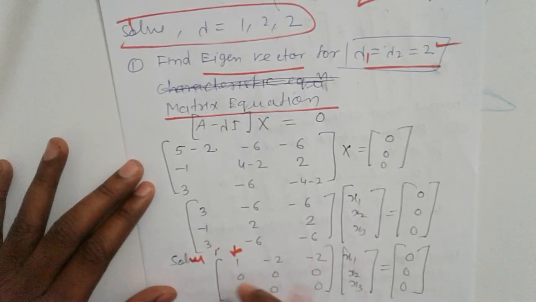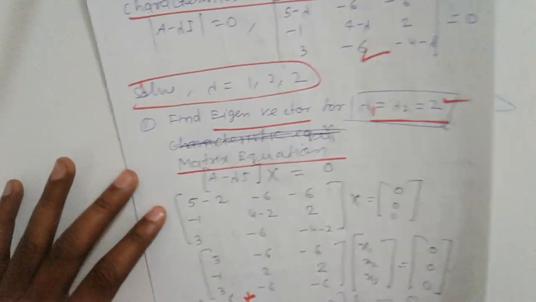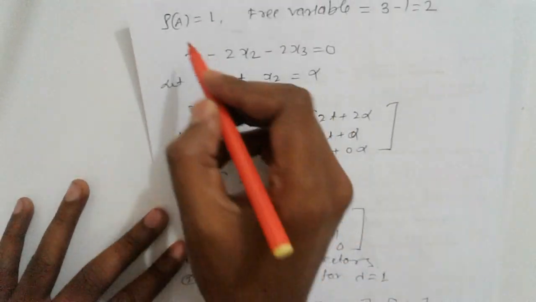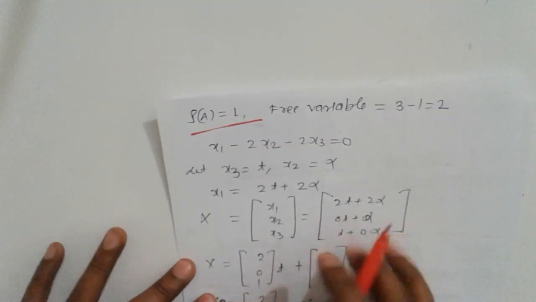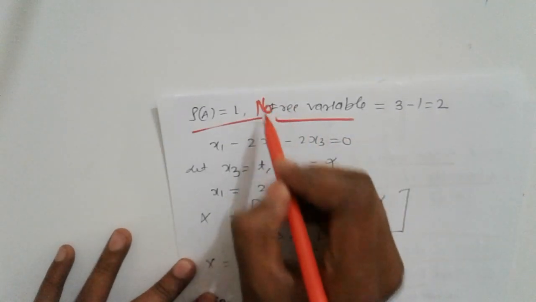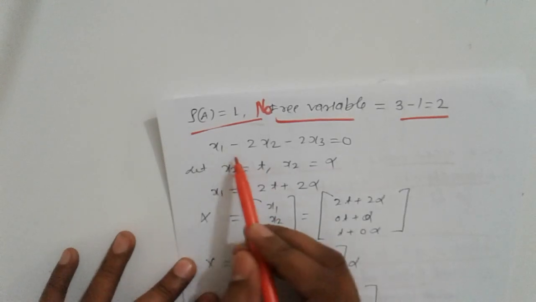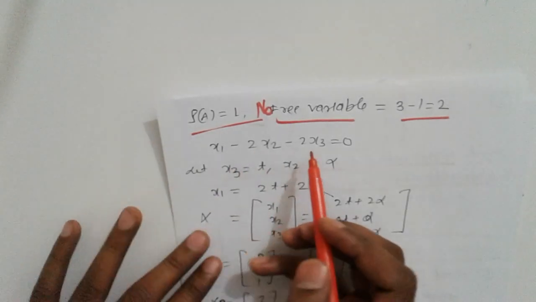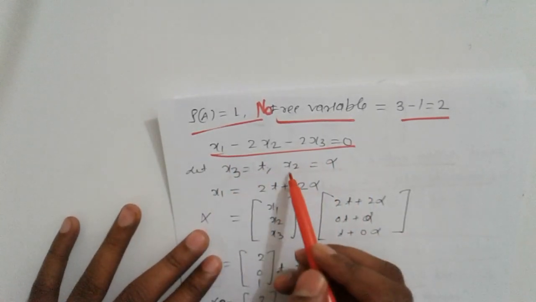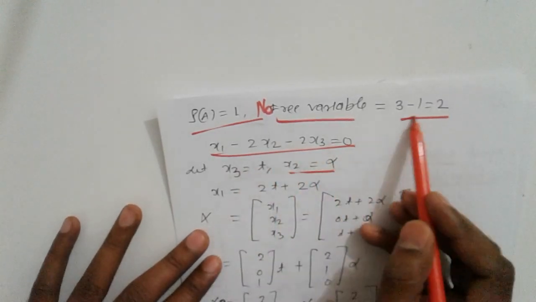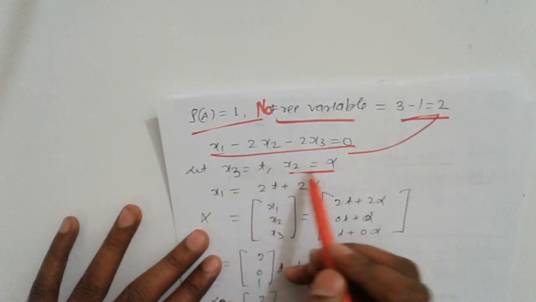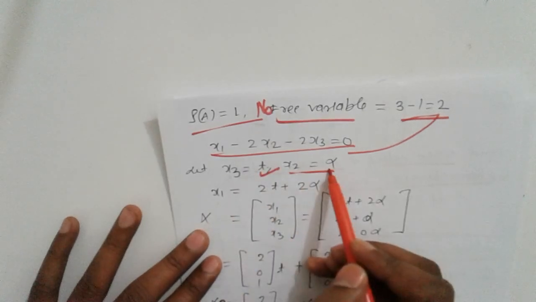In that case, what is the rank of the matrix? The rank of the matrix is 1. So the rank of the matrix is 1 here. In that case, the number of free variables is 2. The equation is x1 minus 2x2 minus 3x3, so here x3 equal to t and x2 equal to alpha. These are 2 free variables, so there are 2 parametric constants, t and alpha.